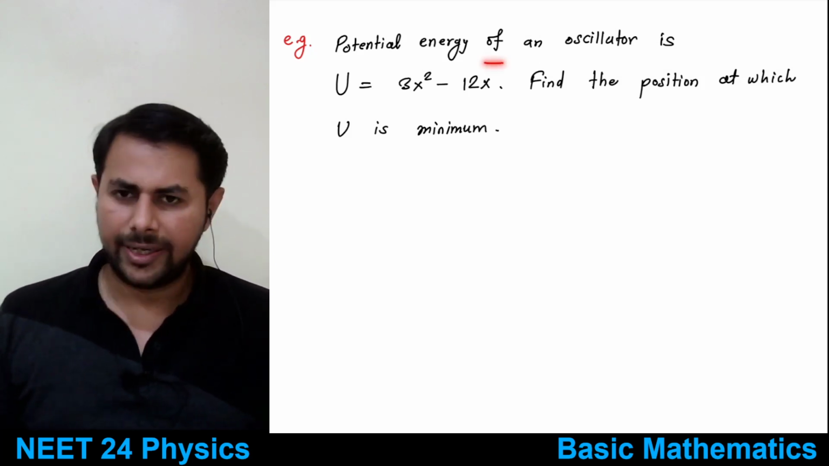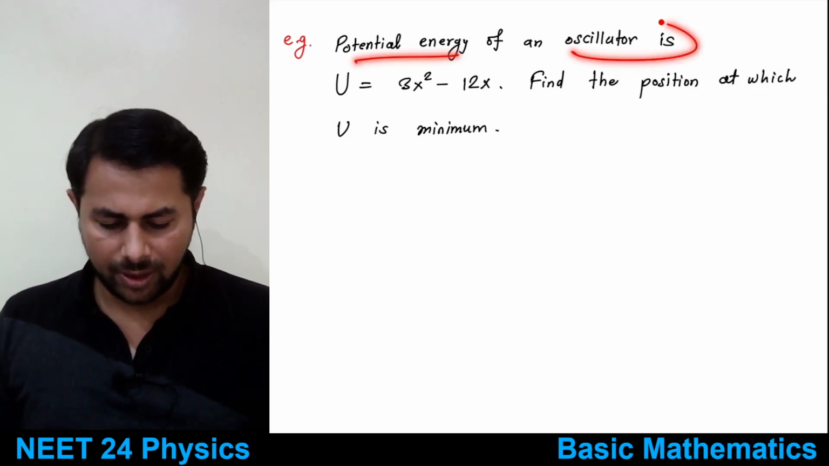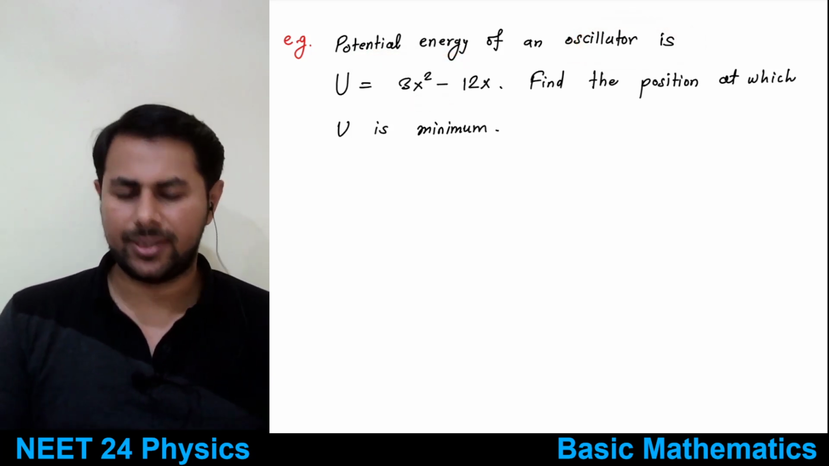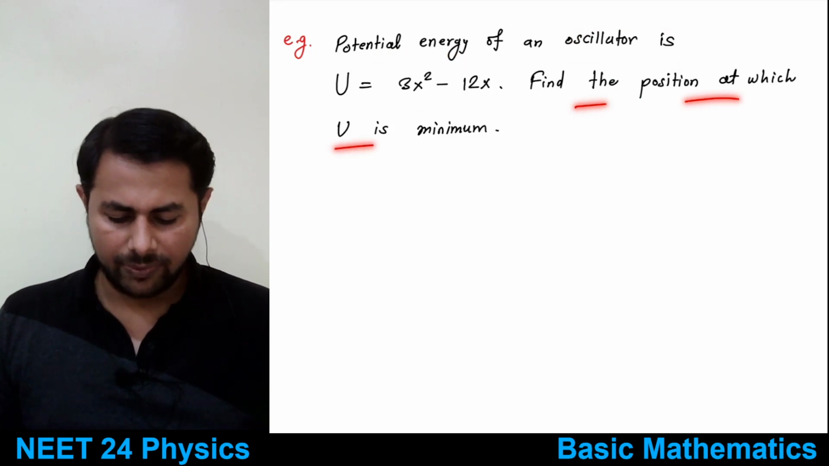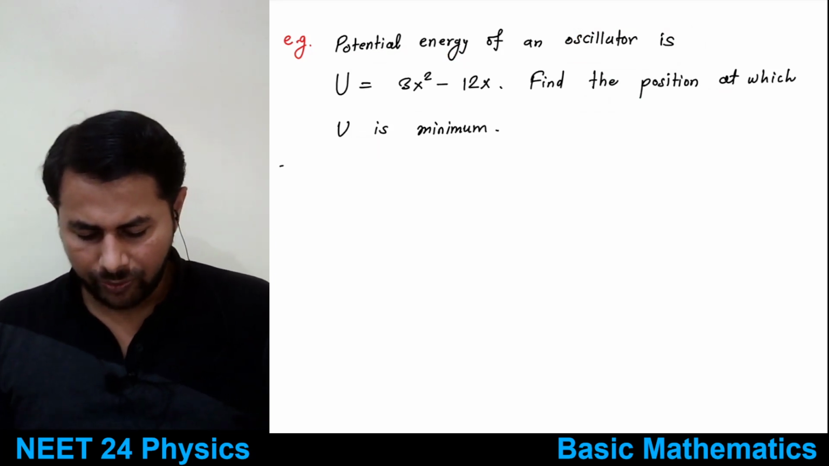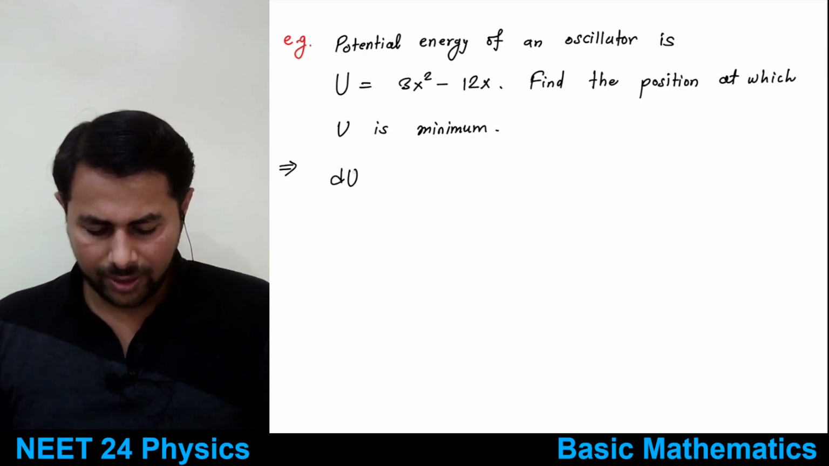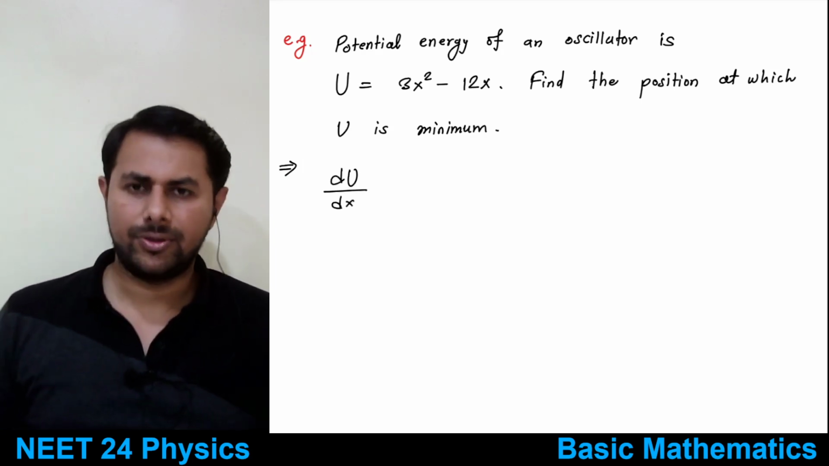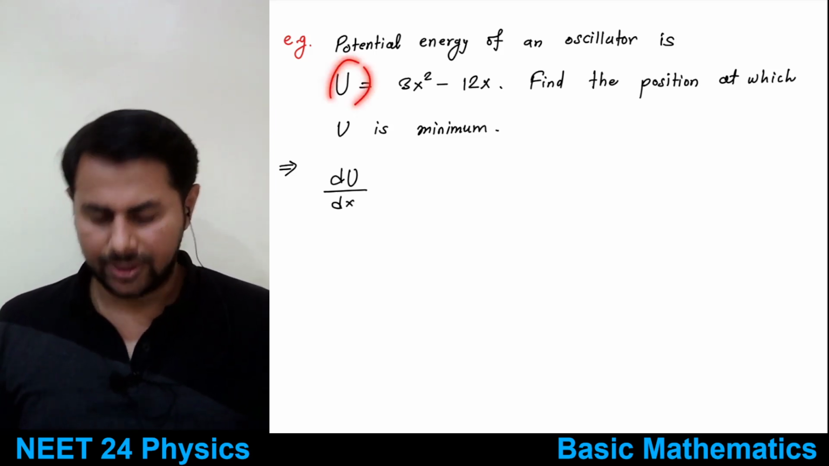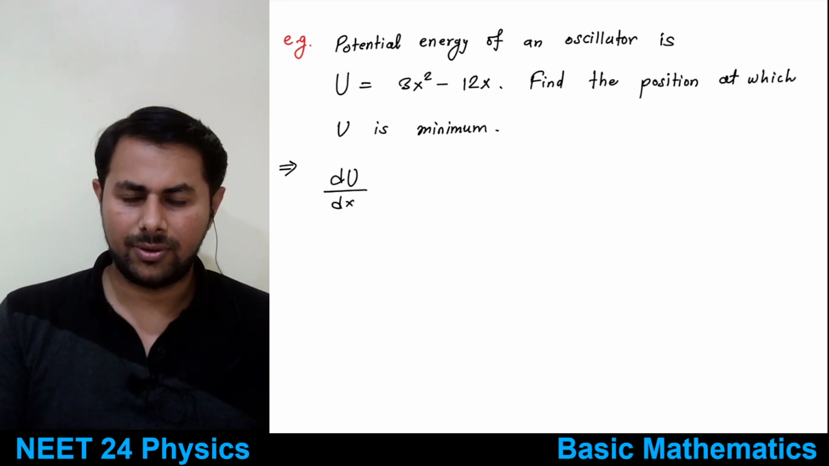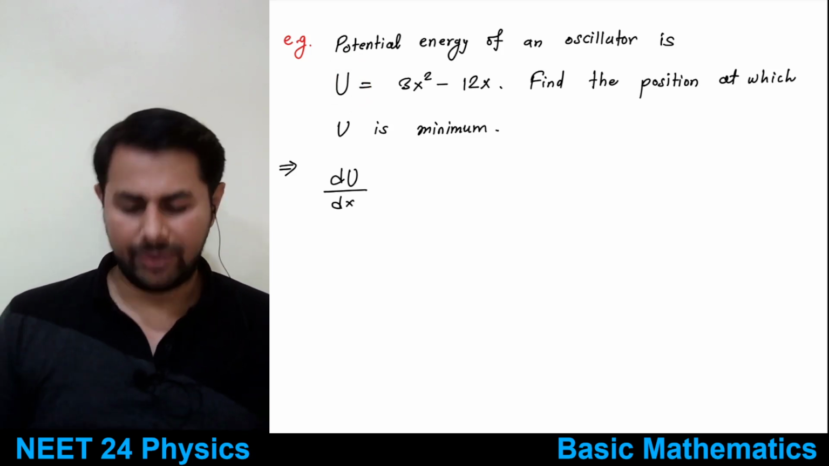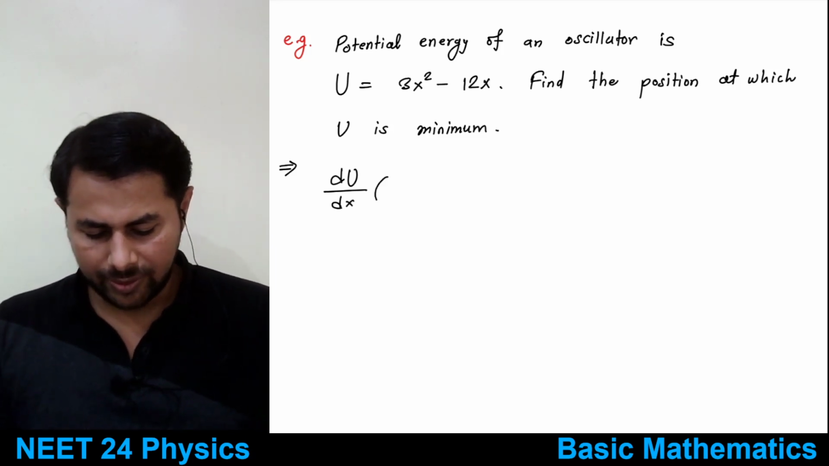Now this is an example in physics. The potential energy of an oscillator is U equals 3x square minus 12x. Find the position at which U is minimum. First of all, what will we do? Let's find du by dx, because we know at minimum the derivative becomes equal to 0. At maxima and minima the derivative is 0. So first let's find the derivative. So du by dx is equal to what?